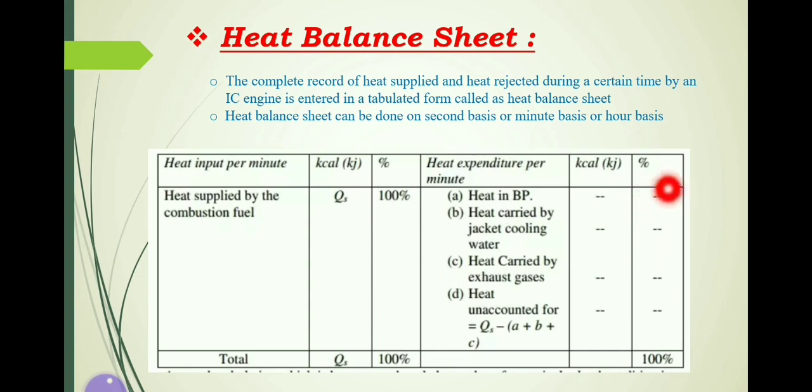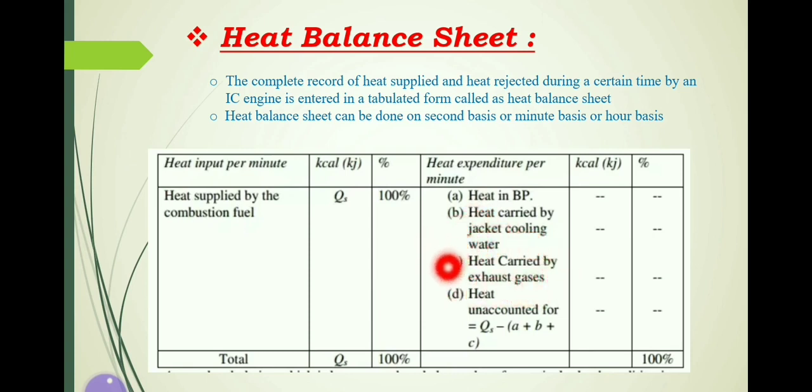How to find out this brake power? By using the dynamometer. How to find out the second parameter, the heat carried by the jacket cooling water? We know that to find out the heat, we have to use one equation, that is mCp delta T. We have to find out the mass of the water, the Cp of the water, and also the temperature difference of the water which is supplied for the cooling purpose. If we get all these three values, we will get the heat carried away by the jacket cooling water.